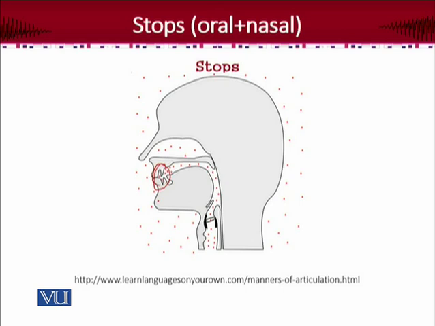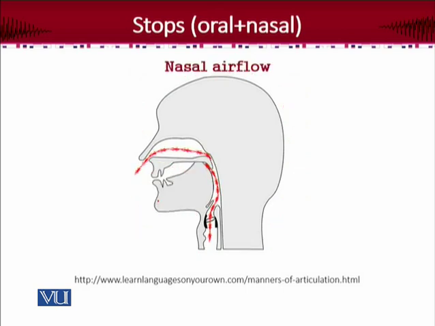And let me also show you this nasality, how the air passage is allowed to go through the nasal cavity. You see, this velum, the soft palate, is lowered, and it is giving the way for the air to pass through the nasal cavity. So this is the case of nasal airflow in order to create a nasal stop.